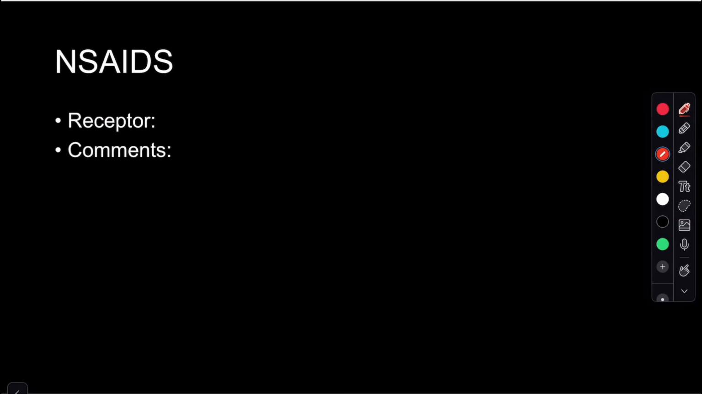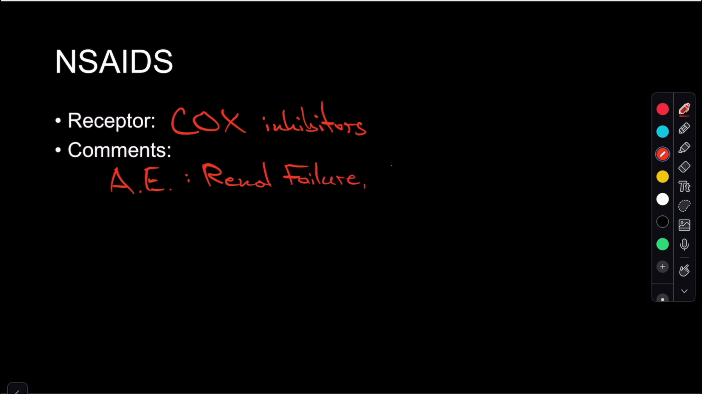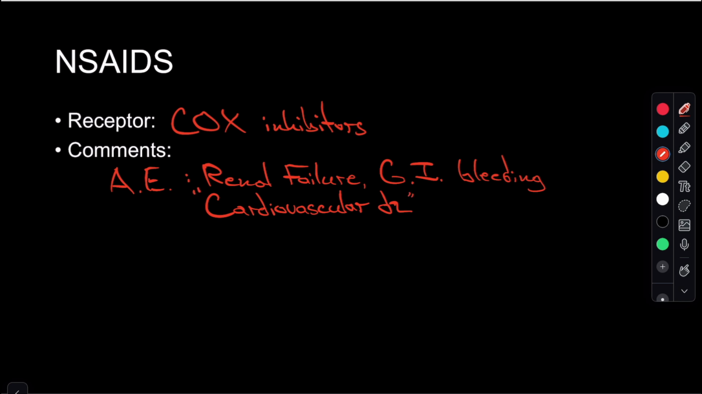Our next class of medications to discuss are the NSAIDs. So NSAIDs are cyclooxygenase inhibitors. They can have some major side effects. So adverse effects include causing renal failure, GI bleeding, and then there's some evidence that shows that they can cause cardiovascular disease. However, of course, this is going to be specific to the NSAID. For example, aspirin is used super frequently to treat cardiovascular disease. So this one is a little bit more wishy-washy depending on which NSAID you're using.